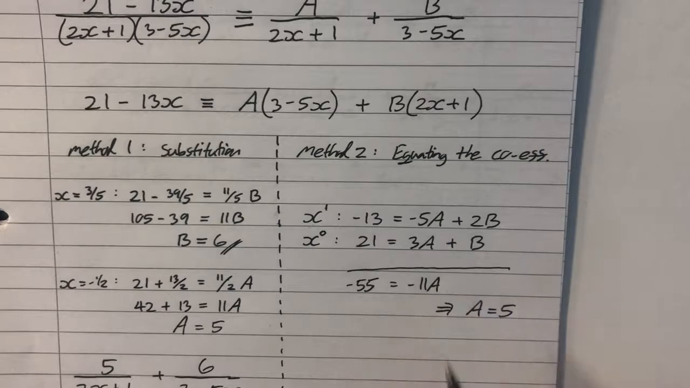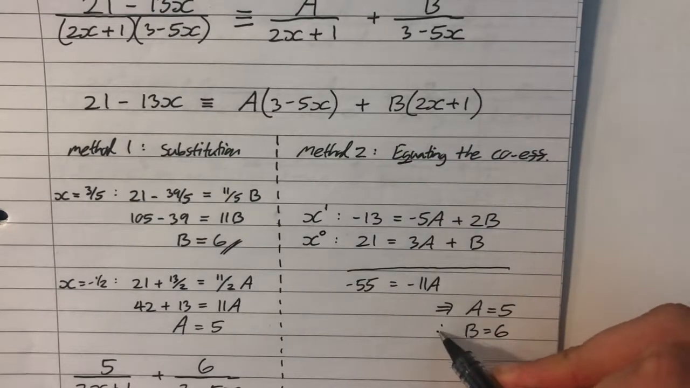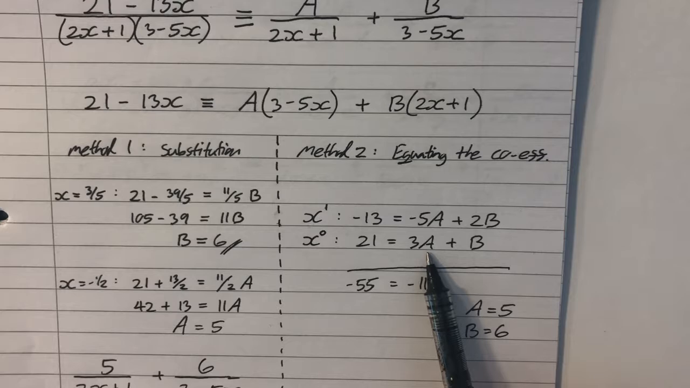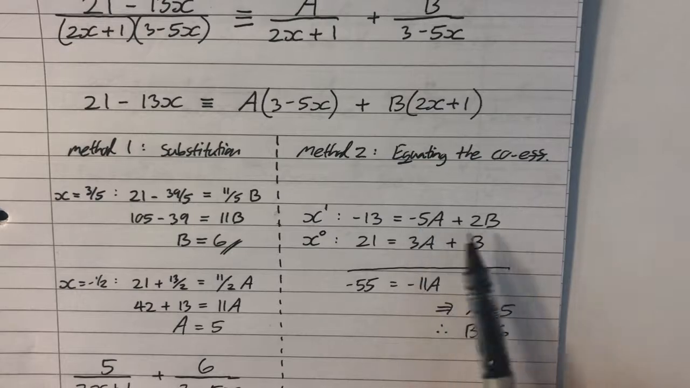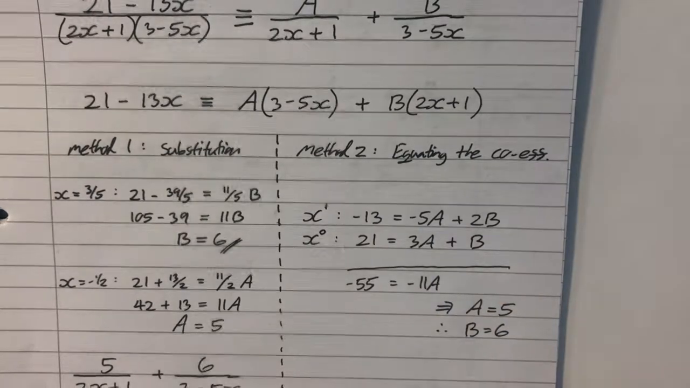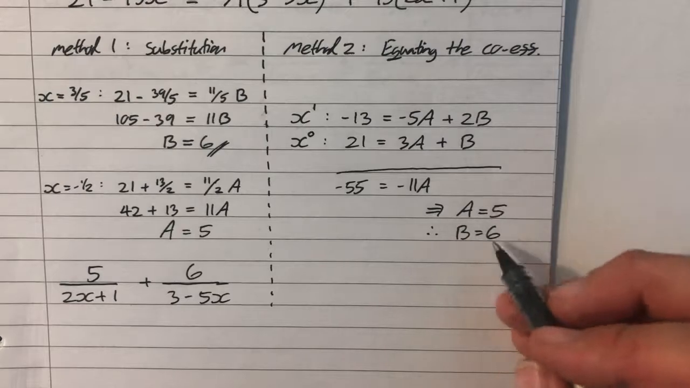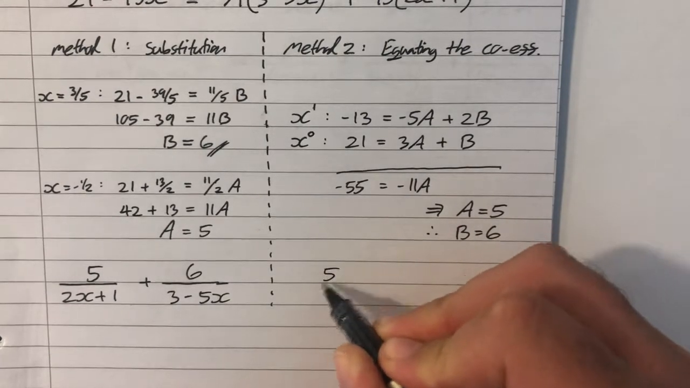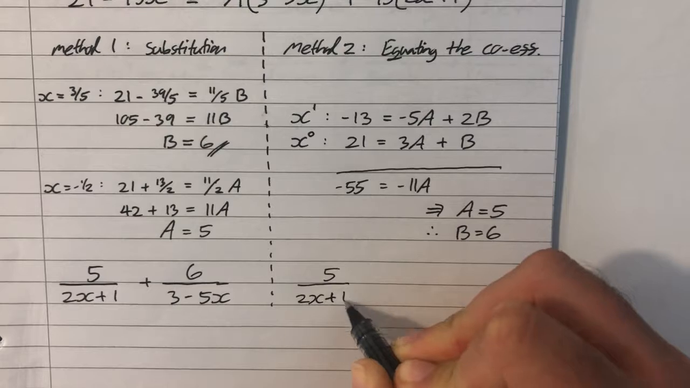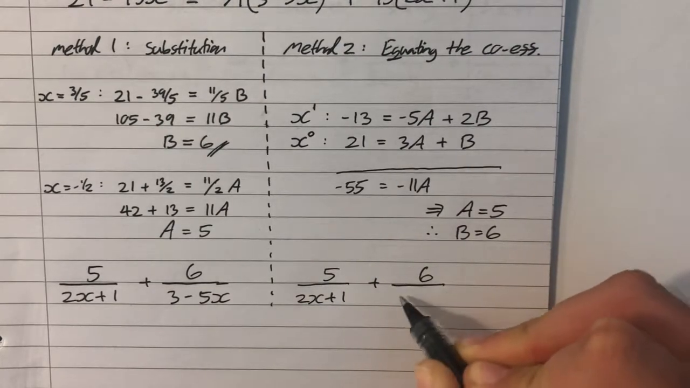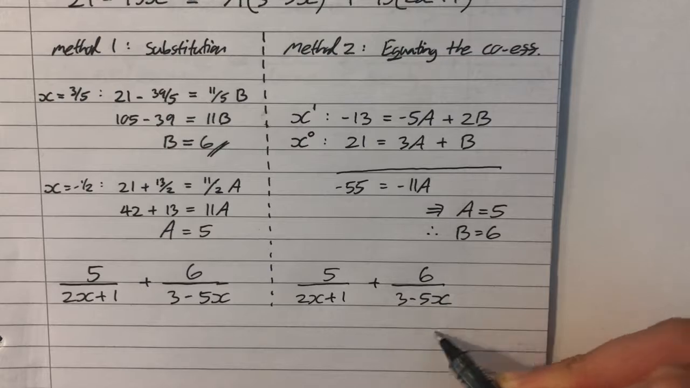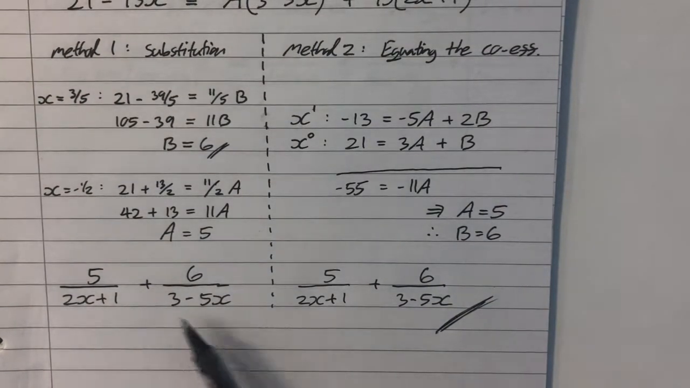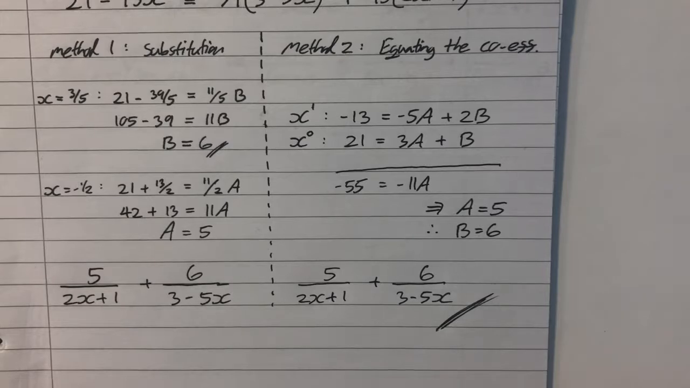And once I've got that a is 5, substitute it back into either one of these, and that will yield b is 6. Okay, 3 times 5 is 15, plus 6 is 21. Minus 5 times 5 is minus 25, plus 12 is minus 13. Now that I've got a and b, I can write my answer as 5 over 2x plus 1 plus 6 over 3 minus 5x.